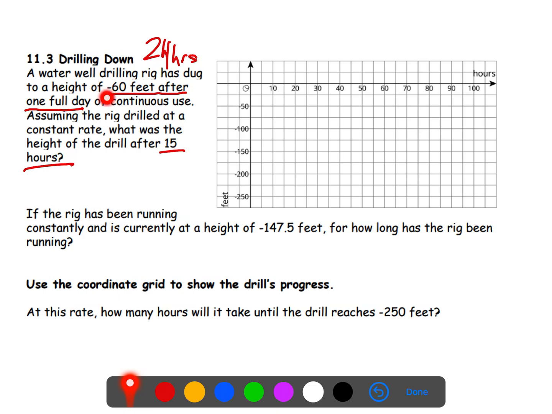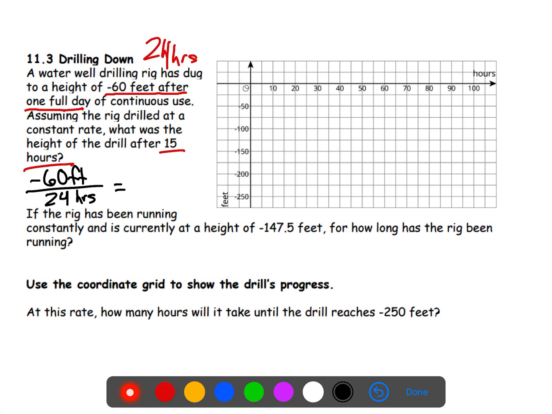If it can go -60 feet in 24 hours, then I should be able to find the unit rate here and find out in 1 hour's time how many feet the drilling rig can drill. And that's what I'm going to do. So I could set up a proportion. This is going back again to proportional relationships because we're dealing with a constant speed here. And we want a practical speed. We don't want to know -60 feet in 24 hours. That's much less helpful.